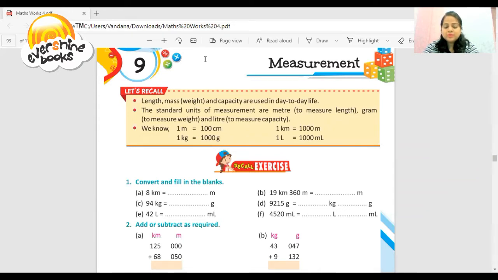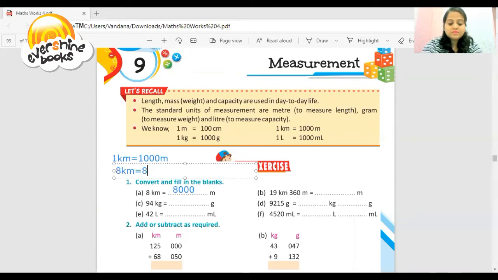Students, as I told you these formulas, you have to remember one thing: 1 kilometer is equal to 1000 meter. So 8 kilometer is equal to 8000 meter. Okay, you can write here like this: 1 kilometer is equal to 1000 meter, and then 8 kilometer is equal to 8 multiplied by 1000. Okay, so you will get the answer 8000 meter.